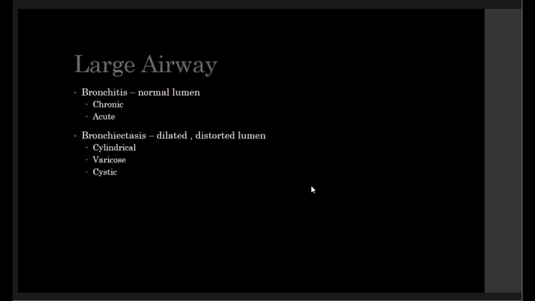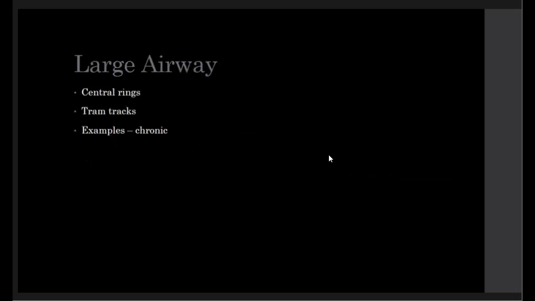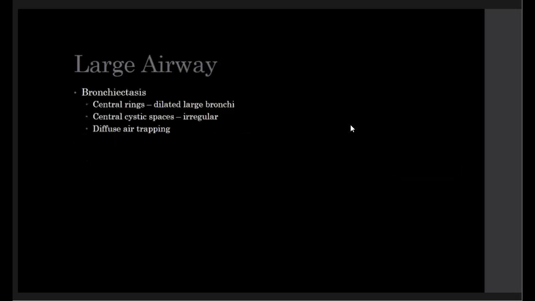Wall thickening of the airway can be seen in bronchitis, acute or chronic, and can be seen in bronchiectasis. We have dilatation and distorted lumen, and bronchiectasis can be cylindrical, varicose, cystic, or mixed. In the large airway, we have central rings, we have tram tracks, and we have some examples.